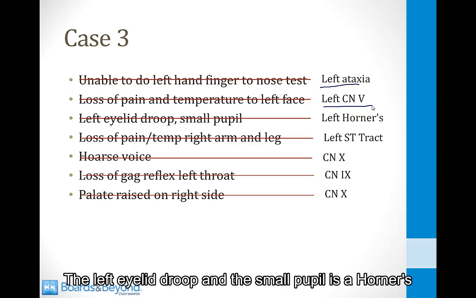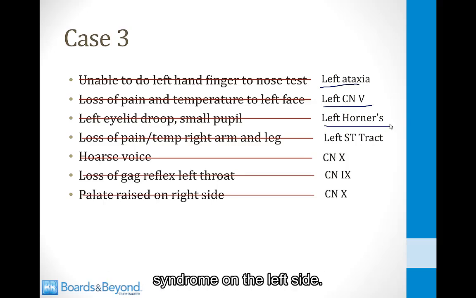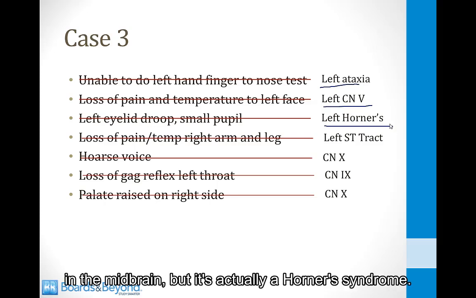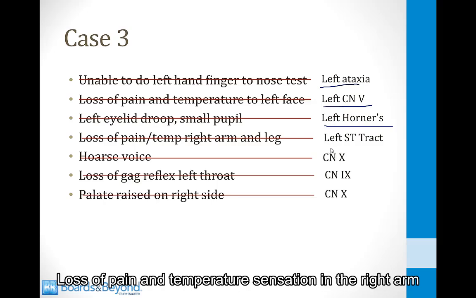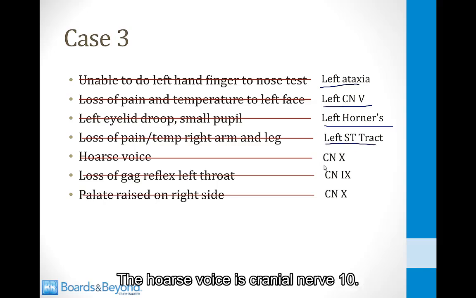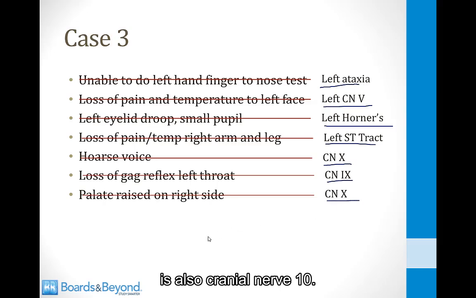The left eyelid droop and the small pupil is a Horner syndrome on the left side. Because the eye's involved, it might trick you and you might think this is an ocular motor problem in the midbrain, but it's actually a Horner syndrome. Loss of pain and temperature sensation in the right arm and leg means the left spinothalamic tract is involved. The hoarse voice is cranial nerve 10, the gag is cranial nerve 9, and the palate raised on the right side is also cranial nerve 10.